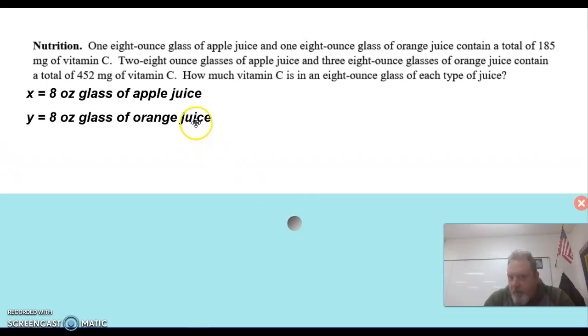So you got the two variables, but we know we have two different situations here. Here we got 1 glass of apple juice, 1 glass of orange juice, total milligrams of vitamin C. Here we got 2 apple juice, 3 orange juice, and how many milligrams. So you should be able to set that up and solve accordingly. Biggest thing, identify the variables first, then we can get the system of equations. Probably going to end up using substitution for this one, although you could multiply as well. That's your call.